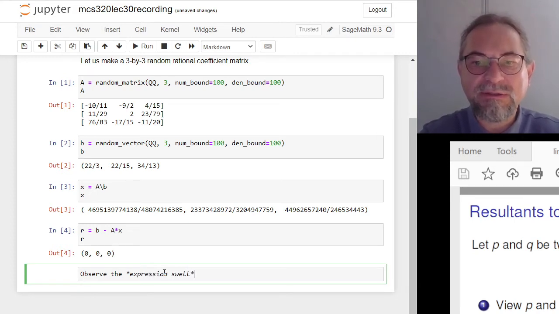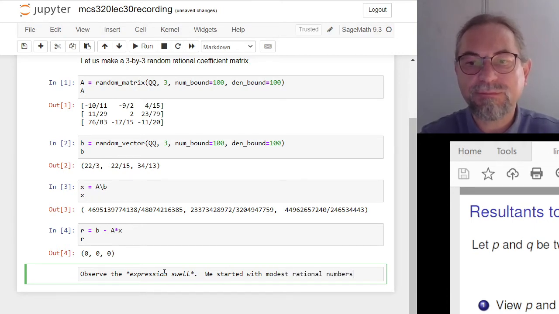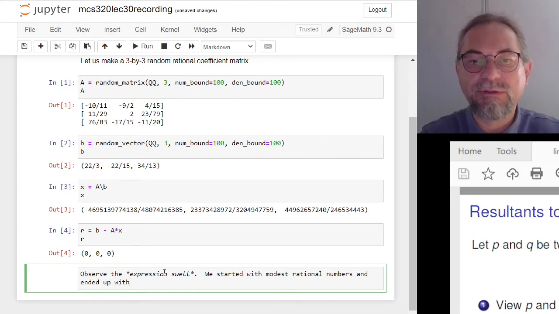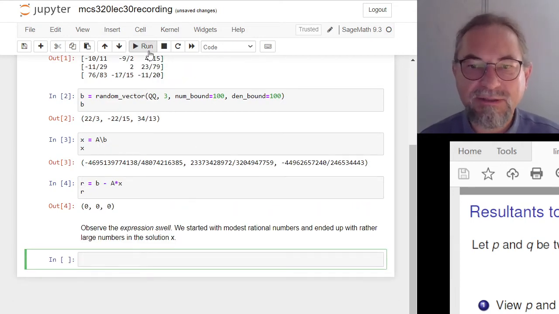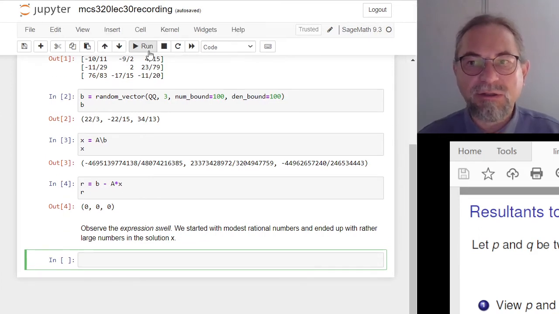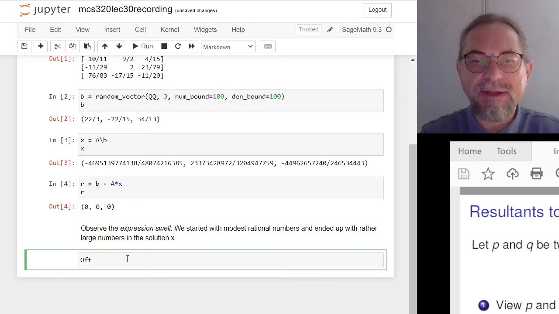So we started with modest rational numbers and ended up with rather large numbers in the solution X. That's why one has to be a bit cautious. Before I go to the matrix factorization, so this was a random matrix. Often matrices are defined by formulas.